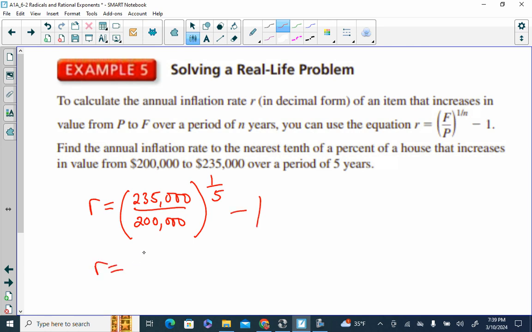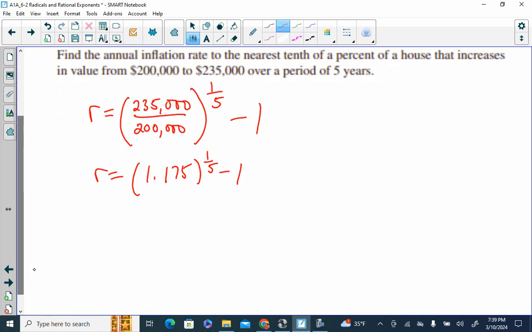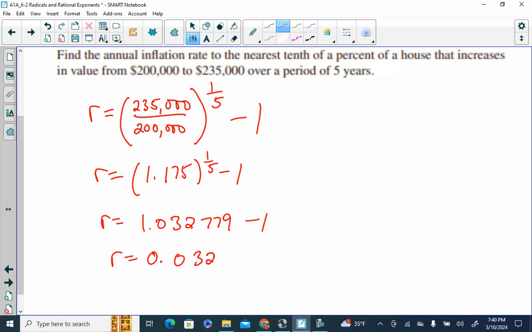So R is going to be equal to, when I divide 235 by 200, that's going to give us 1.175. That's raised to the 1/5 power, and then we take away 1. When we take the 5th root of 1.175, that winds up being 1.032, but then we take away 1. So R is going to be equal to 0.0327779, but as a percent, we have to multiply that by 100. So that's about, the interest rate is about 3%.